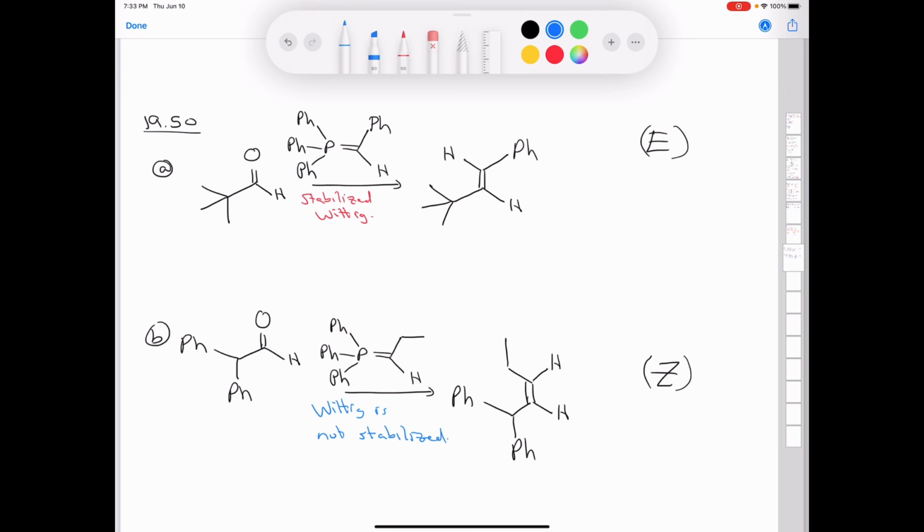And thus you can see that when you have a stabilized Wittig reagent, you end up with an E alkene. And when you have a Wittig that is not stabilized, you end up with the Z alkene. Question 19.50.